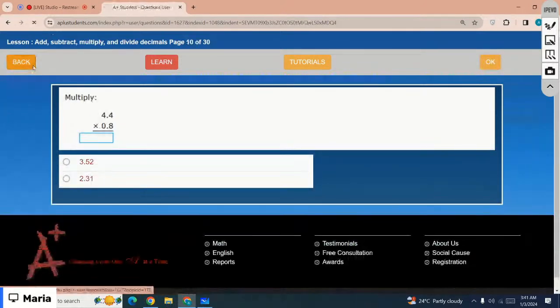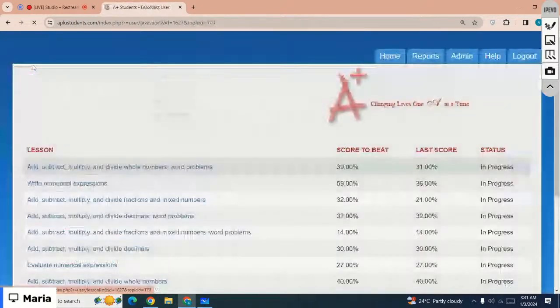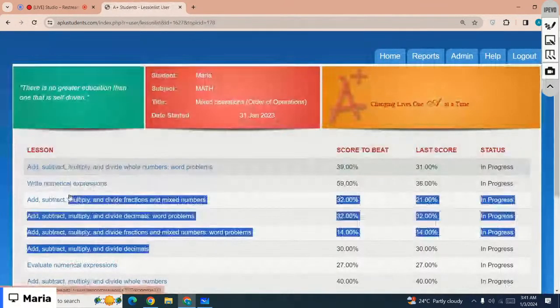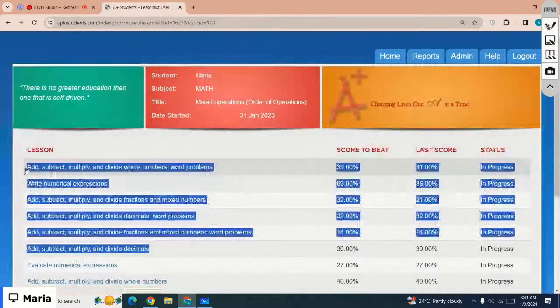So we were working on grade 5 math. The chapter we were working on is mixed operations, and the lessons we have covered today are add, subtract, multiply, and divide by whole numbers word problems. Then we did multiply, write numerical expressions. Then we did add, subtract, multiply, and divide fractions and mixed numbers word problems. You have to do this lesson on your own. The next one is add, subtract, multiply, divide fractions and mixed numbers word problems. This one you also have to do on your own. The one we just did is add, subtract, multiply and divide decimals, right?